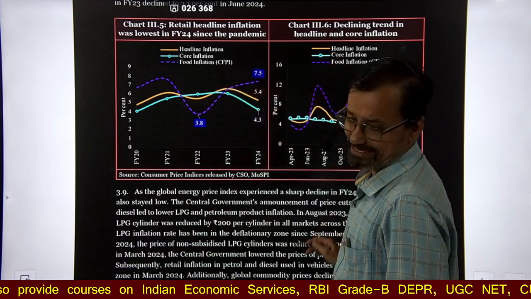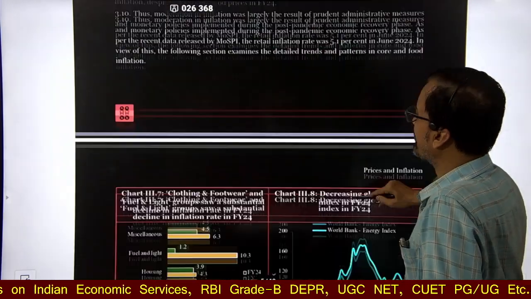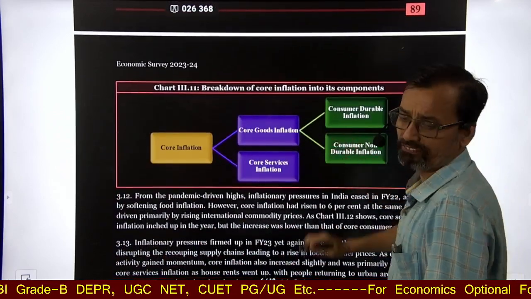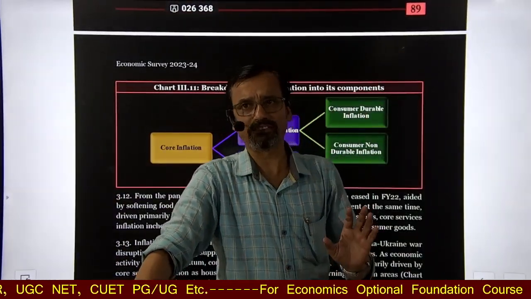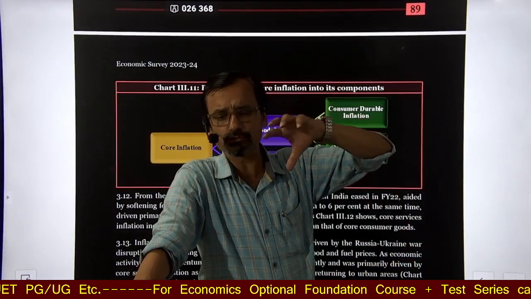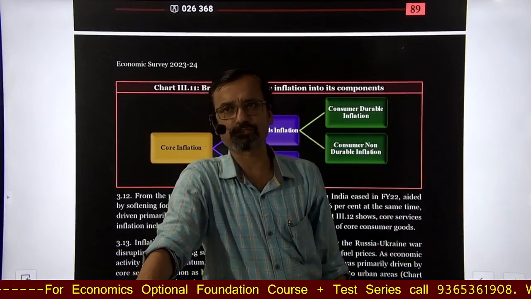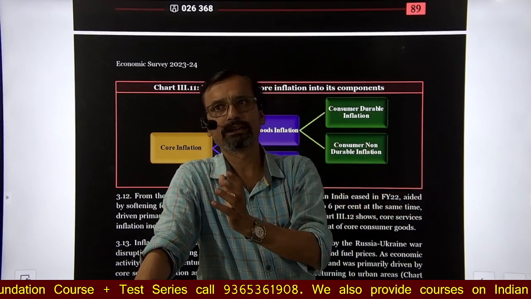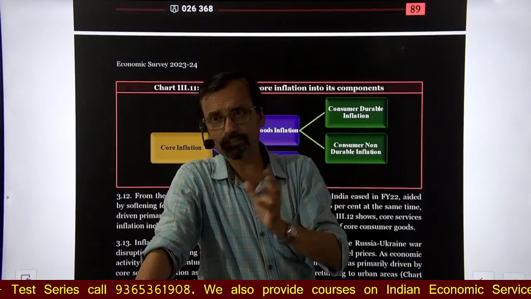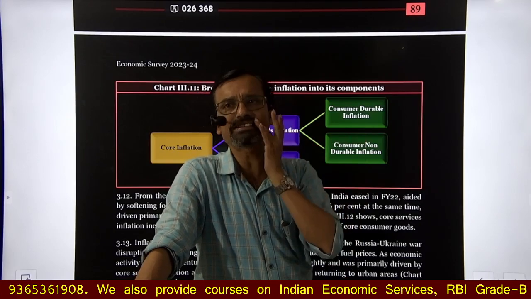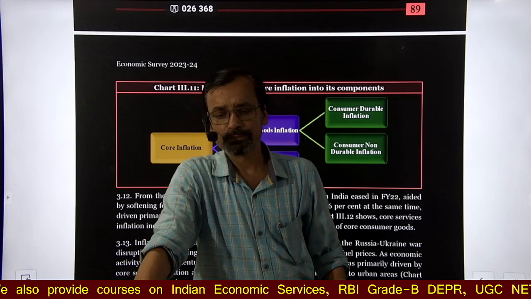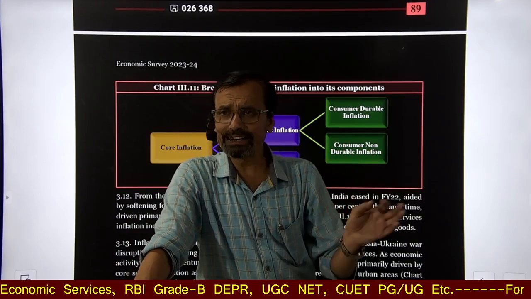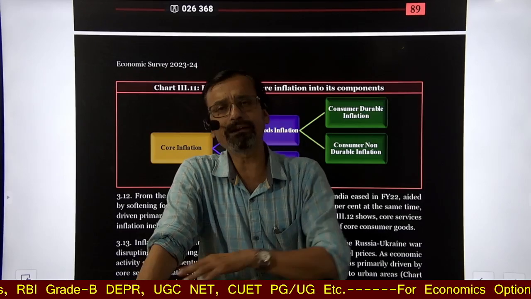Now, what is the detailed trend in core and food inflation? Detailed trends in core and food inflation. So what is core inflation? Core inflation is measured excluding food and energy items. The items which are more volatile were excluded. So while core inflation is estimated, volatile items are excluded from headline inflation.